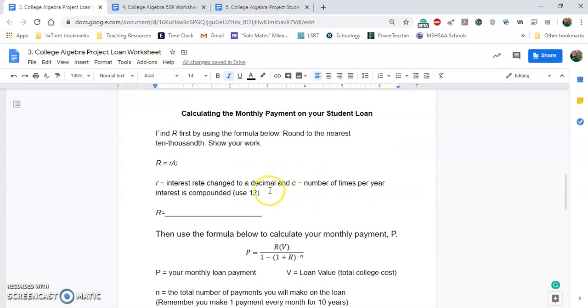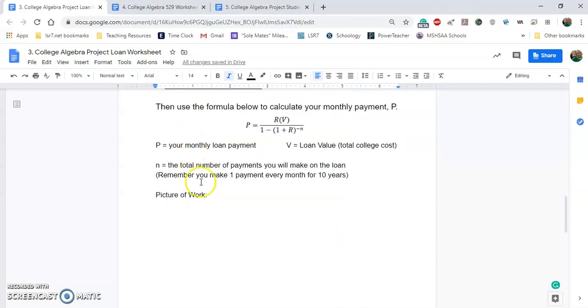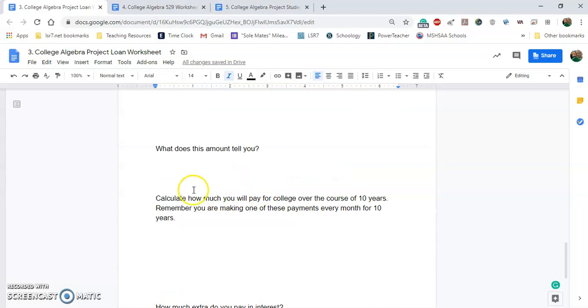In this document here, you can also calculate your monthly payment on your student loan. Going through each of the steps here will tell you what to do. Just follow through each of these steps, it's standard. There's a spot here for you to show your work. You can do that right here. And then down here at the bottom, it figures out your monthly payment. This tells you how much you'll pay for college over the course of 10 years.